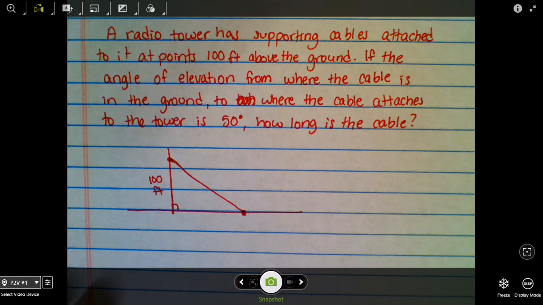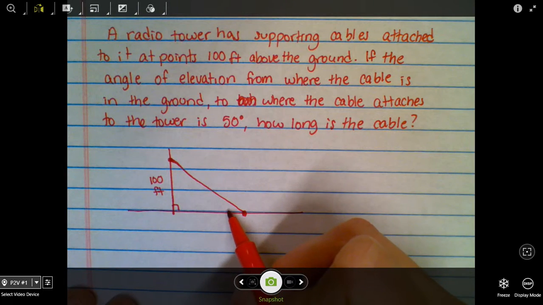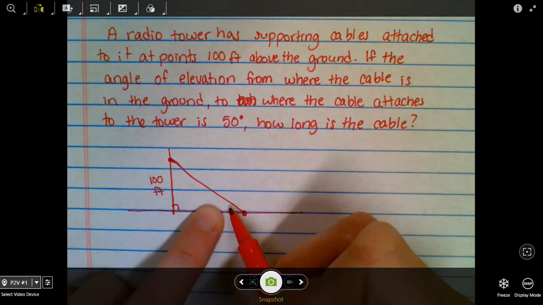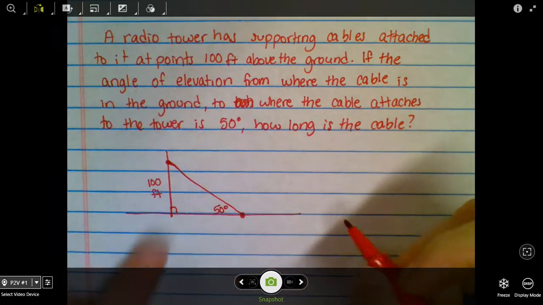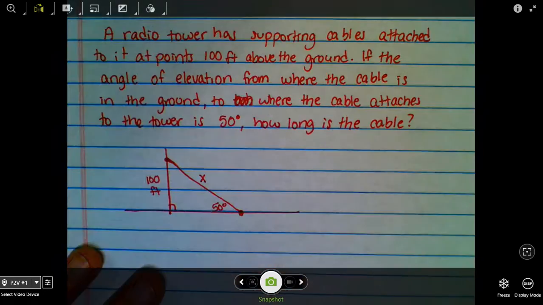It says the angle of elevation from where the cable is in the ground to where the cable attaches to the tower is 50 degrees. So this is our angle at the ground. So the angle of elevation is the angle from where you are looking up. So this is a 50-degree angle. We want to know how long is the cable. So I'm going to call that x.